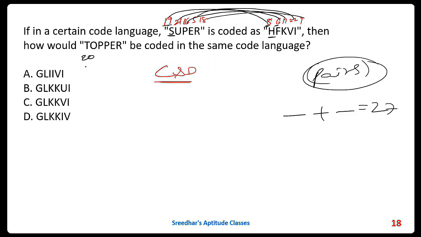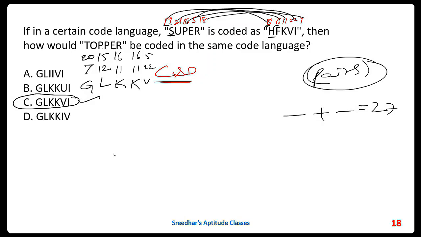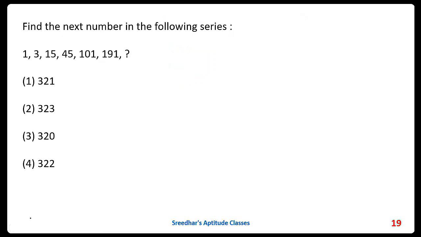So T is 20. How much should I add to 20 to get 27? 7, which is G. O is 15, I should add 12 to get 27, which is L. P 16, I should add 11, so K. Next P 16, again K. Next E 5, I should add 22, V. GLKKV is C. So the answer is option C. Here, the sum of the numbers of the letter in the word and the letter in the code is 27. Okay? Next question from number series.